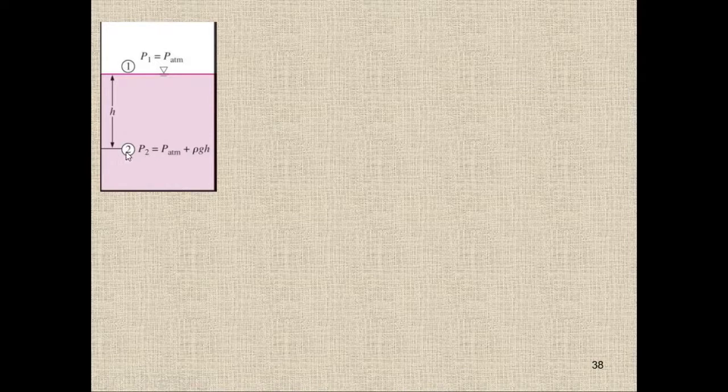If I am going to solve this one from here to here, if this is my point 1 and this is my point 2, so it will be P1 minus rho GH equal to P2. So remember your reference point, and then remember that either you are going up or down. If you are going down, then you have to add the pressure, and if you are going up, then you have to decrease the pressure.